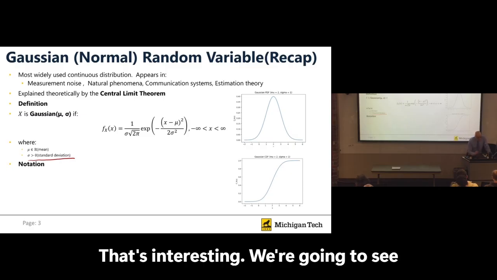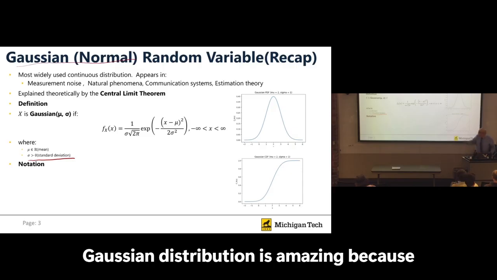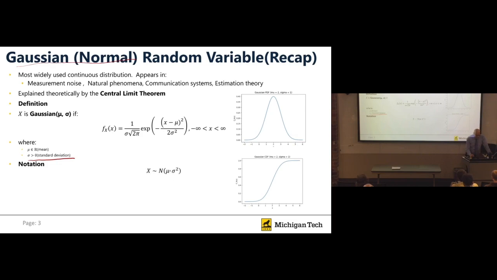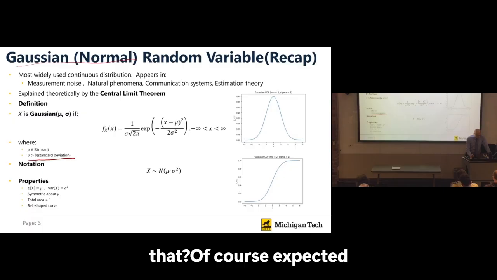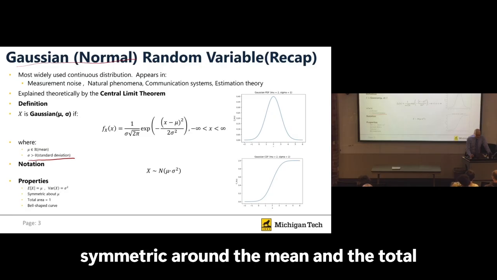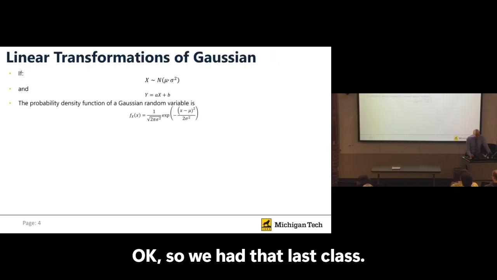So this Gaussian distribution is amazing because of these characteristics. Anything else we can say about that? Of course, the expected value and variance are this, it's symmetric around the mean, the total area is 1, and it's a bell shape. OK, so we had that last class.